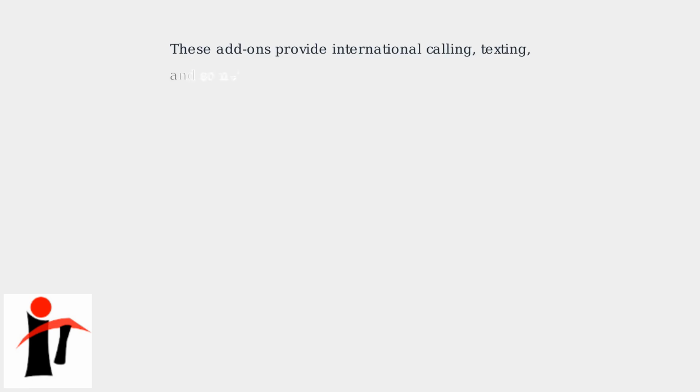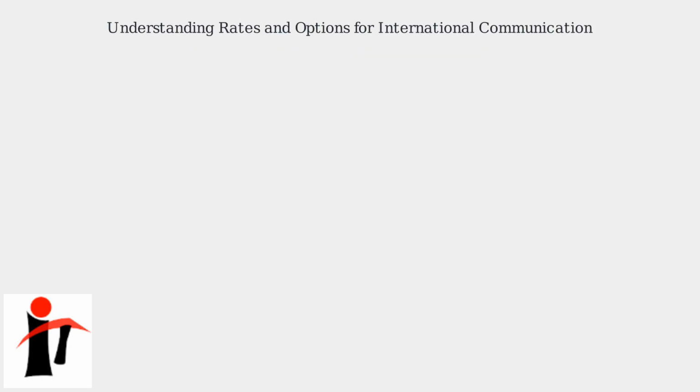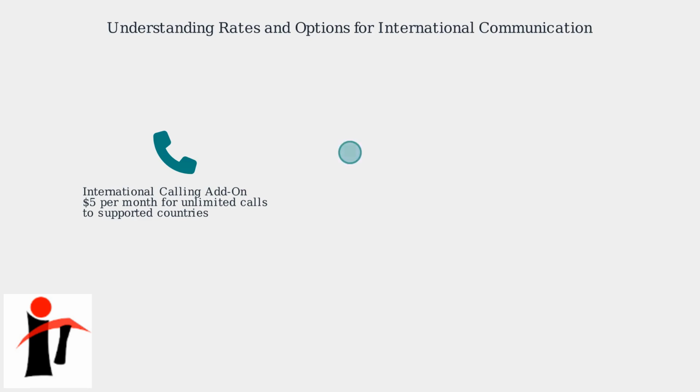These add-ons provide international calling, texting, and sometimes data roaming to many countries, including Mexico, Canada, and the UK. US Mobile offers several global add-ons to suit your needs. An international calling add-on costs $5 per month for unlimited calls to supported countries. For texting, the Global Texting add-on is $3 per month for unlimited international texts.